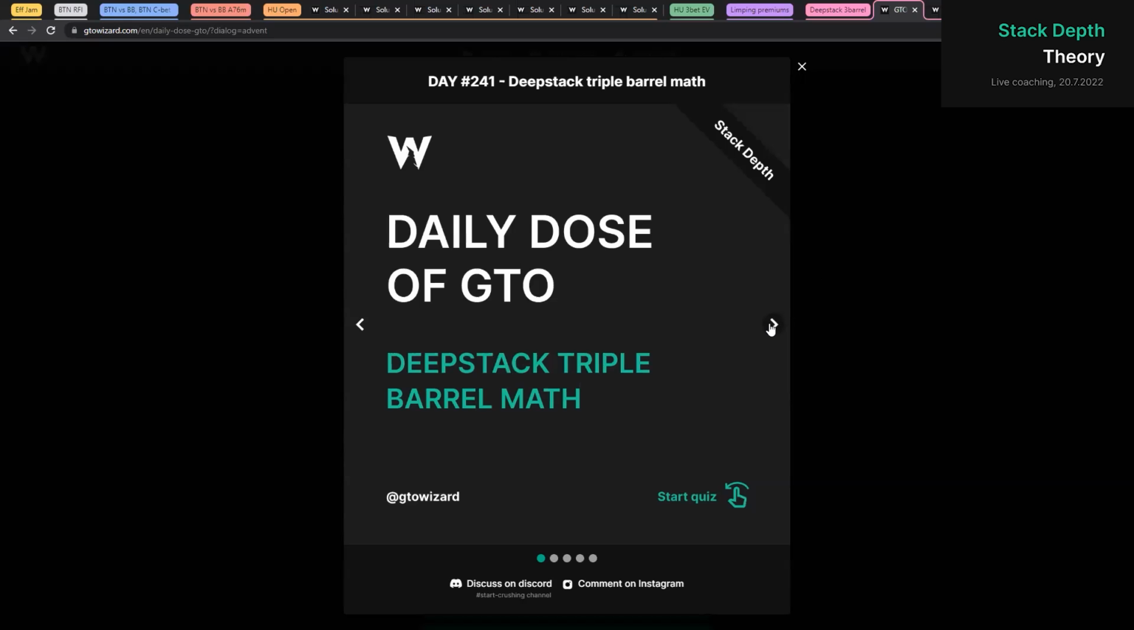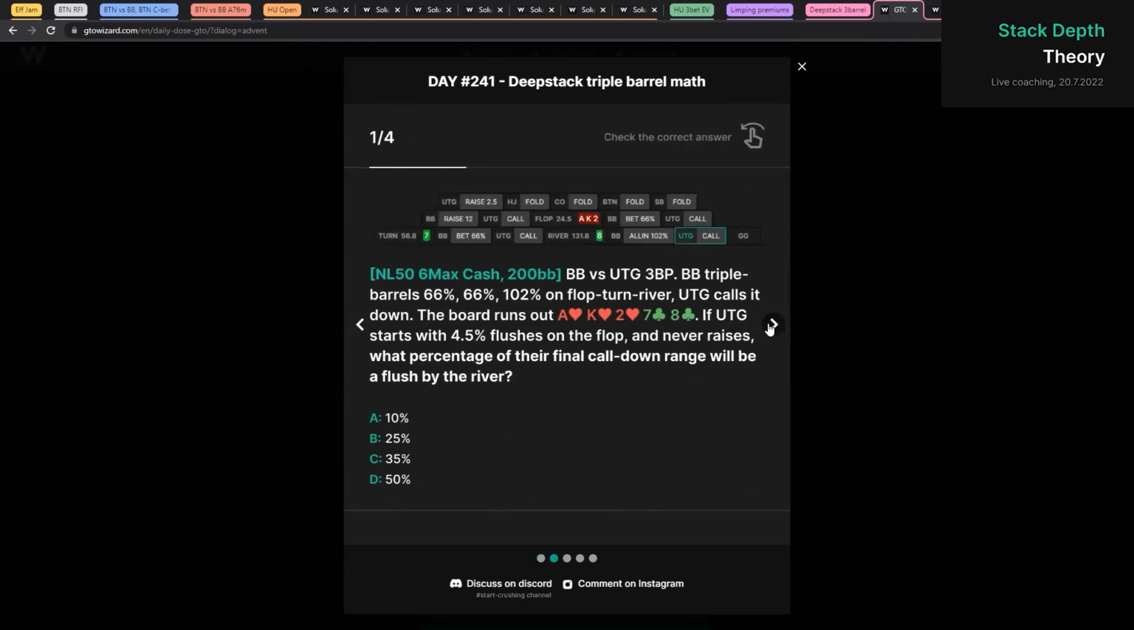So here's the one I made for deep stack triple barrel math. So this is a 200 big blind cash game. Big blind versus button, 3-bet pots, big blind triple barrels on flop, turn, river, under the gun calls down. The board runs out ace, king, deuce, 7, 8. If under the gun starts with 4.5% flushes in the flop, never raises, what percentage of their final call down range will be a flush by the river?